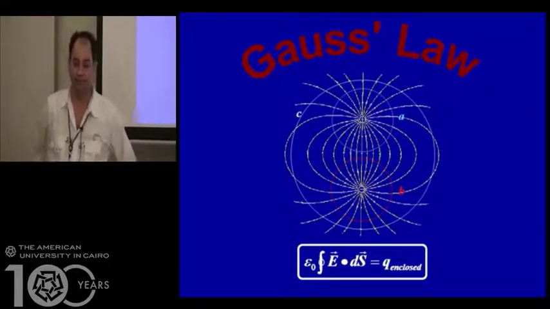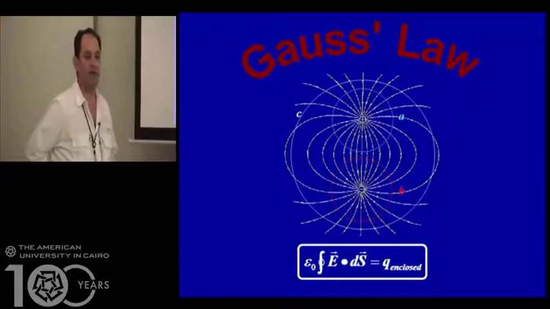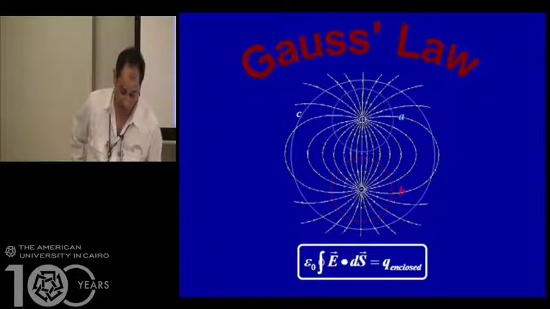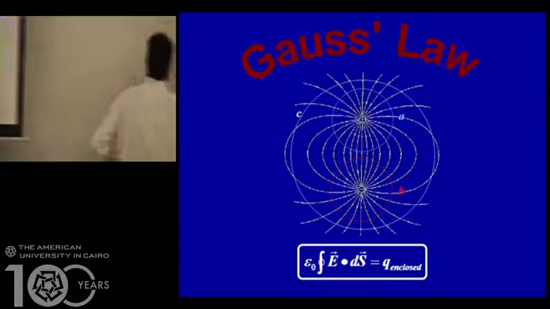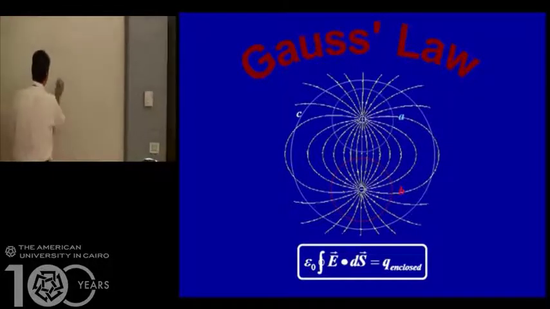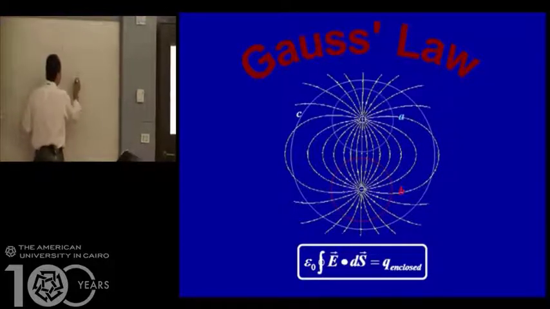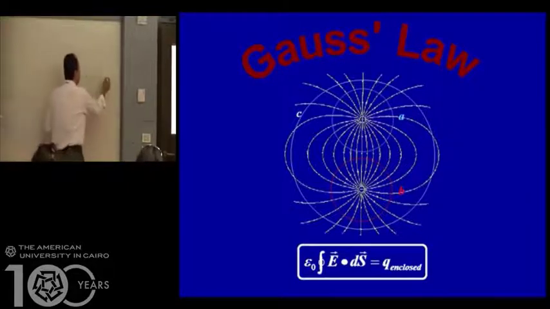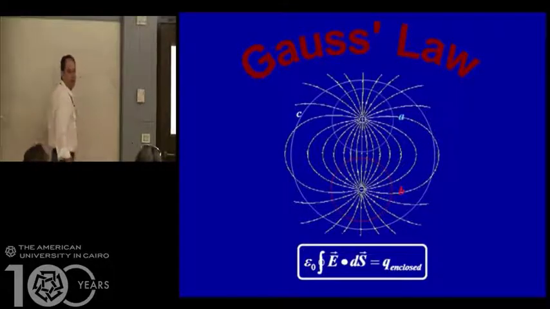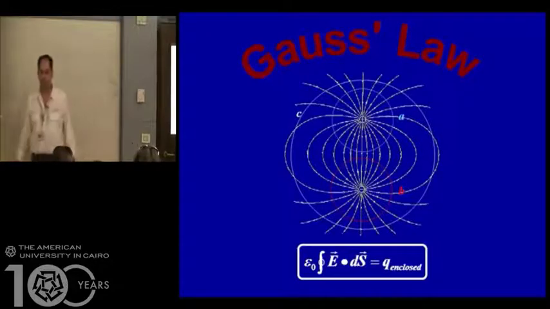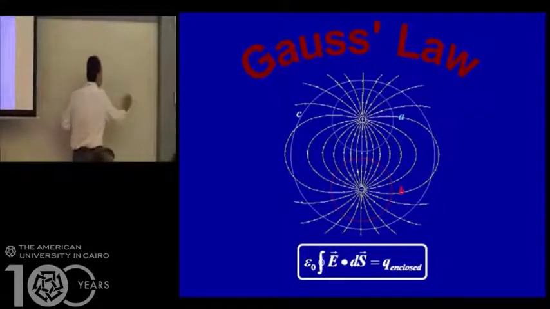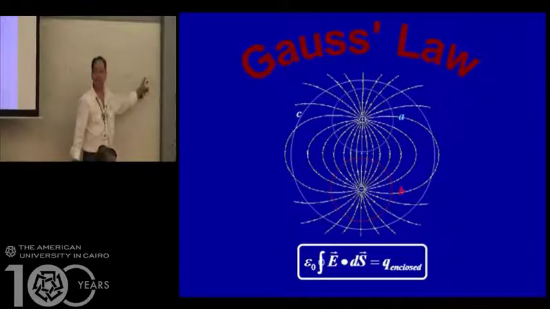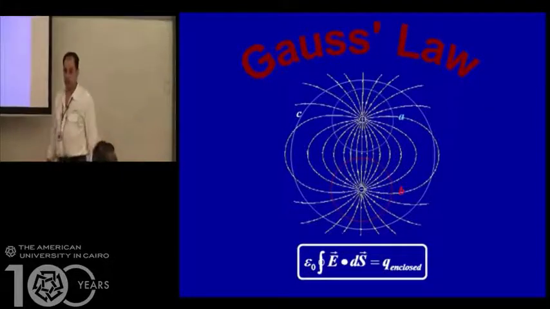This takes us to Gauss's law. Gauss found by observation that the flux is not only equal to the integral of E dot dA, but it's also equal to the charge inside any enclosed surface divided by a constant, epsilon zero. The charge divided by epsilon zero.